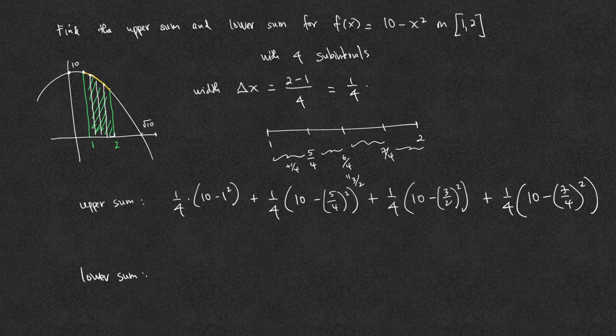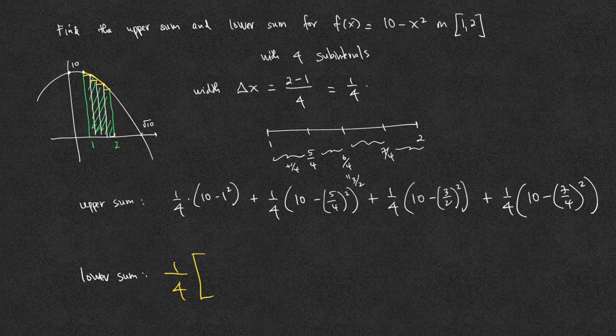This time, we will factor out the width 1 over 4, and we simply add the heights. But this time, we would only use the right endpoint because for each subinterval, the lowest height would be at the right endpoint. So this will be an underestimate.